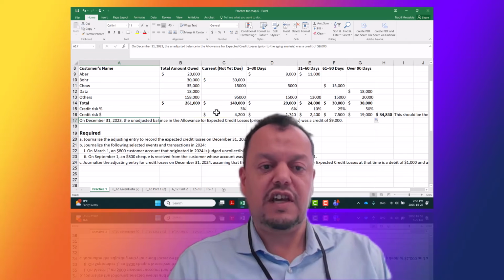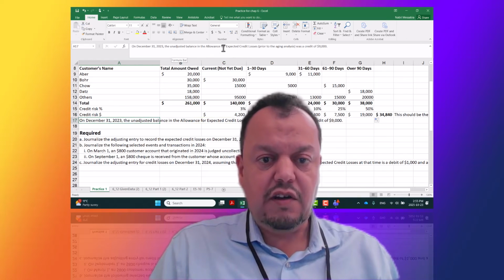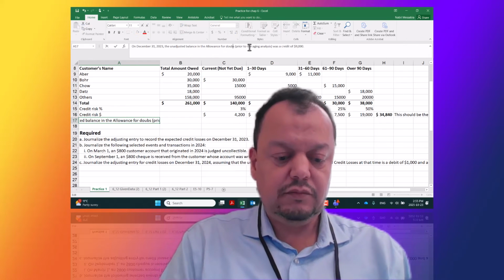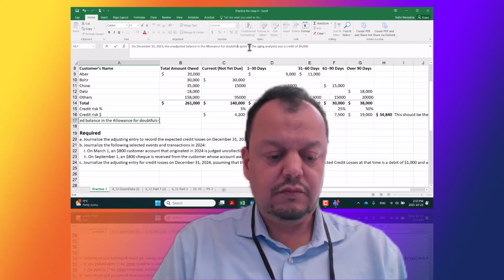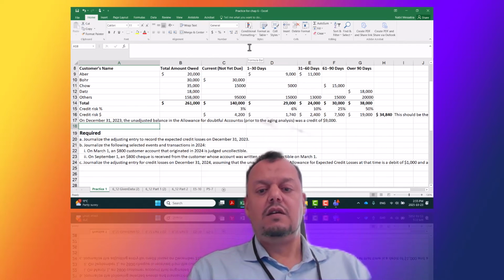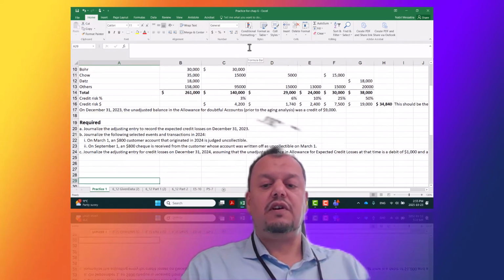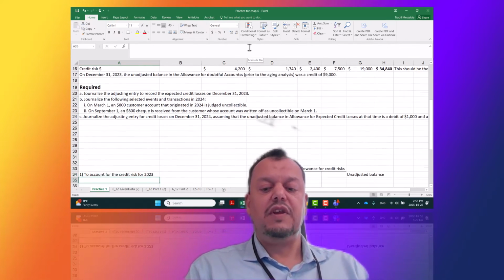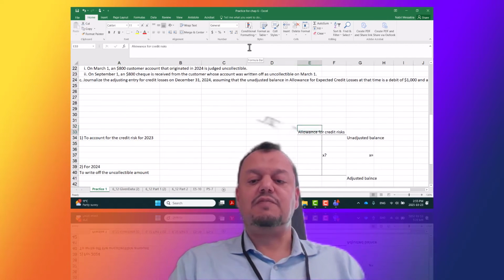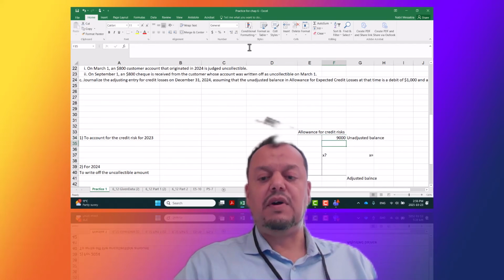Let me change the name here so that we are consistent with the textbook: allowance for doubtful accounts. And prior to the aged balance, it was $9,000. So the allowance before this adjustment was $9,000, right? Credit balance $9,000.